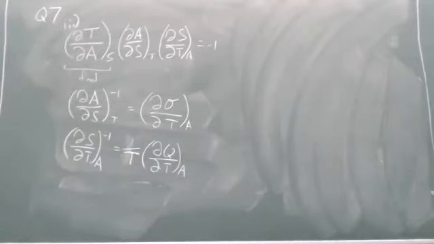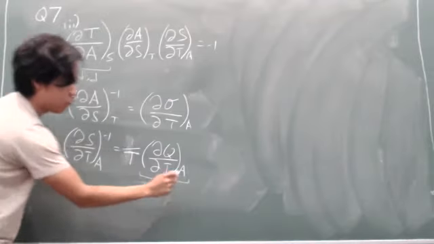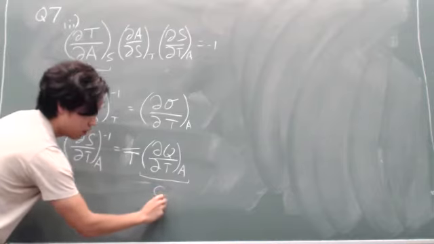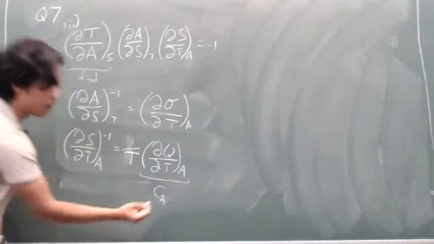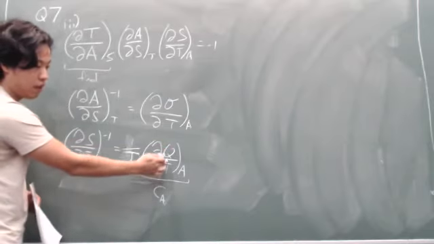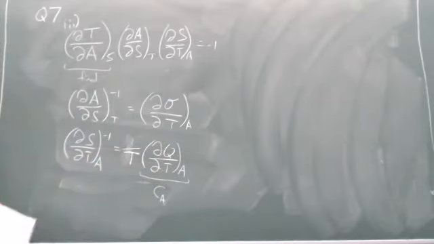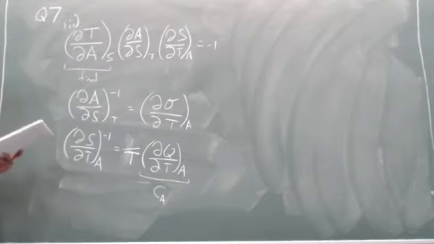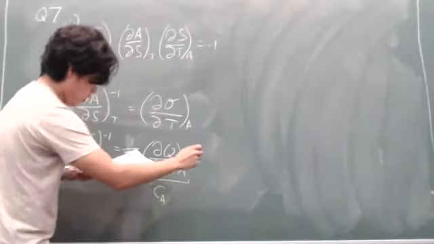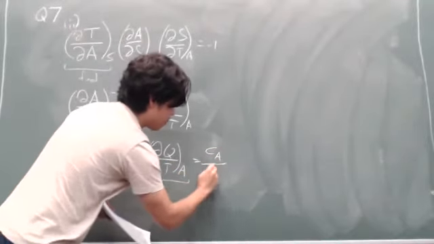And then also now, if you look at this term, dq dt at constant A is by definition the heat capacity at constant area. So it's how the heat exchange happens to affect the change in temperature. So that's just C sub A. So this whole thing is actually equal to C_A divided by T.